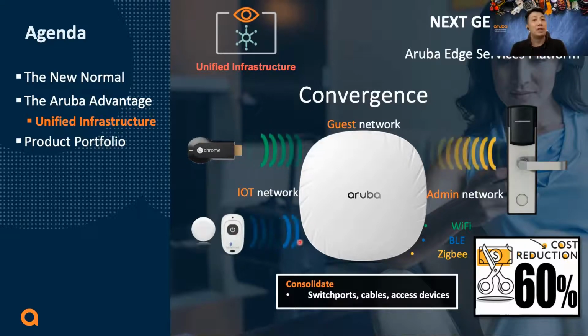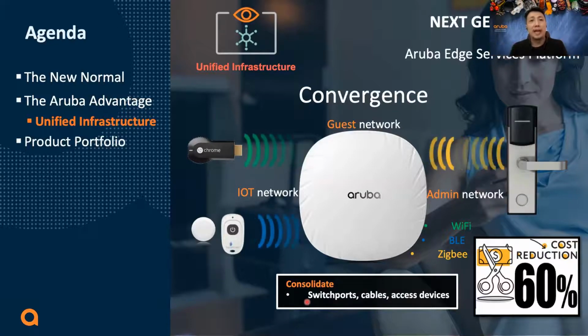Right? So we did the cost internally, and we found out that we help hotels save up to 60% cost. So this is quite significant, especially in this new normal. So with that, by using Aruba AP, we help hotels to consolidate switch ports. We don't need so many because we don't need so many switches.